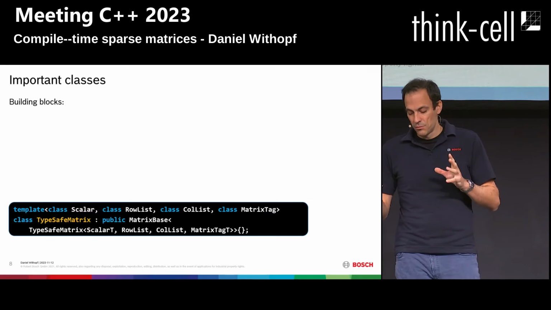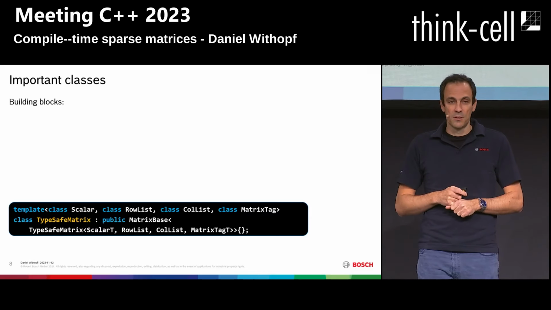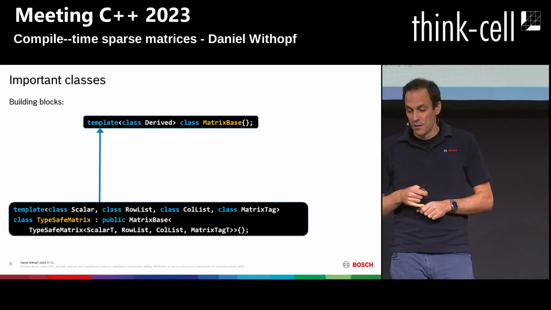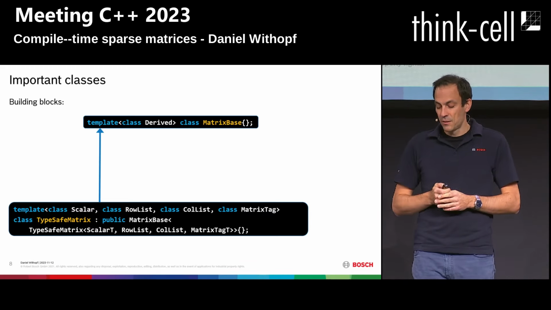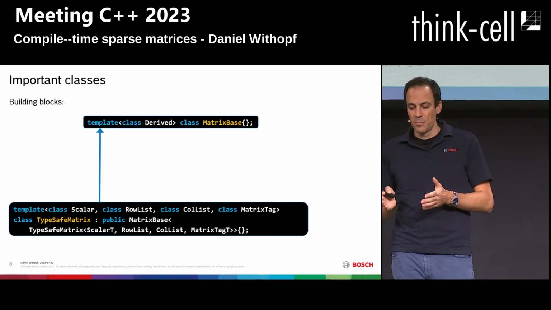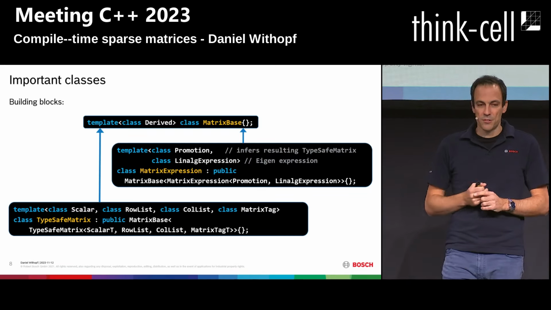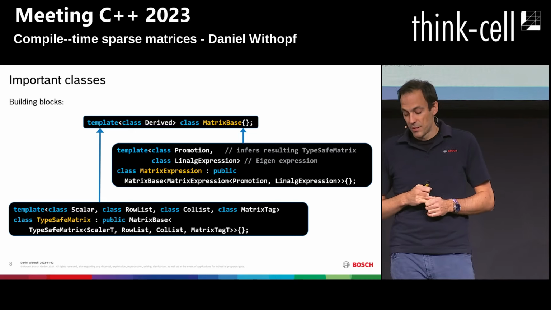I also want to show the two or three important classes in the library. As I said, the most important one is type-safe matrix, and that inherits in a CRTP pattern from matrix base with itself as a template argument. So matrix base is the base class that provides the common operations for proper matrices and for matrix expressions. And such a matrix expression here has two template arguments.